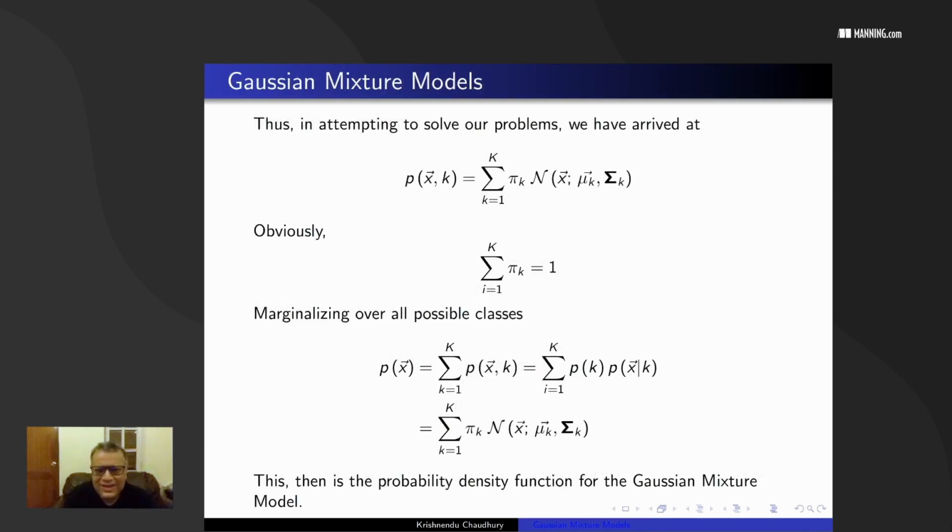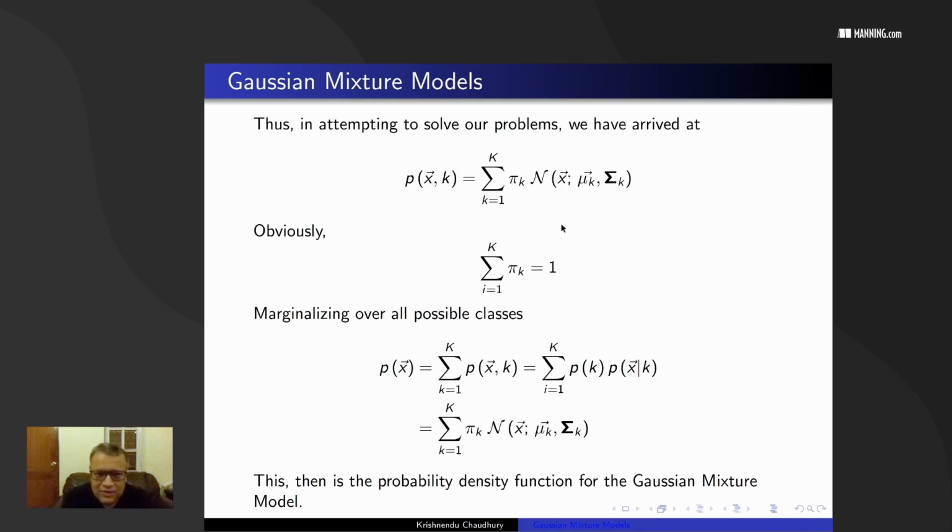So in attempting to solve this problem, we have come to the point that we have expressed the joint probability of x and k together, look at the top formula, as basically a weighted sum of individual Gaussians. The calligraphic N represents the Gaussian once again, and so my joint probability is a weighted sum. The weights are the pi's. They sum to 1, and my joint probability is a weighted sum of these individual Gaussians.